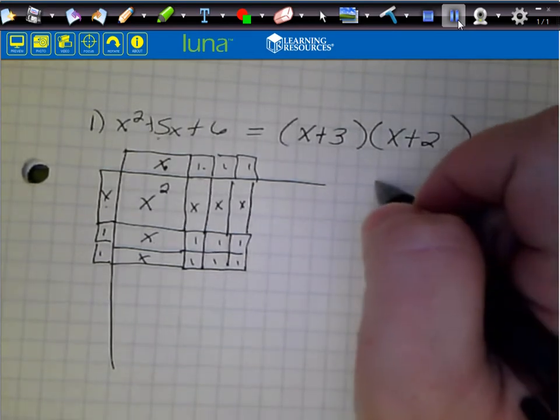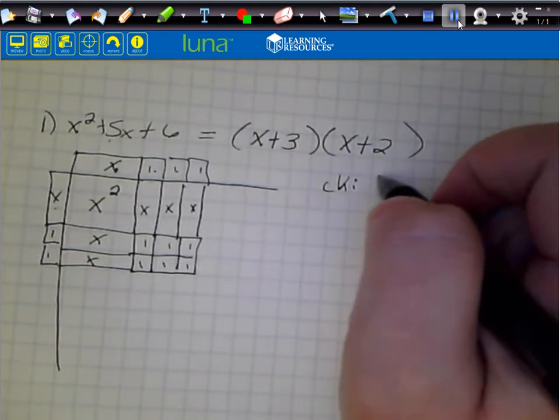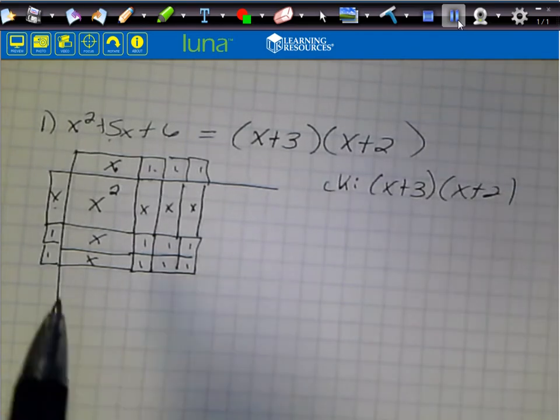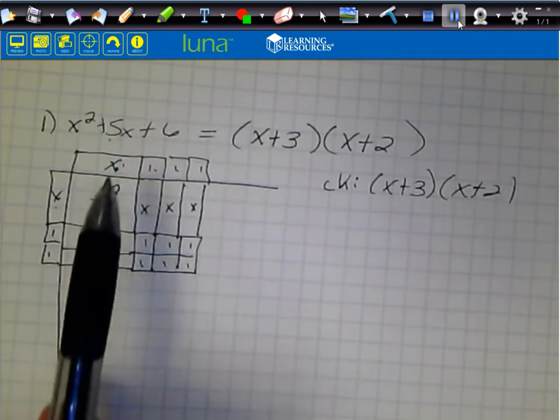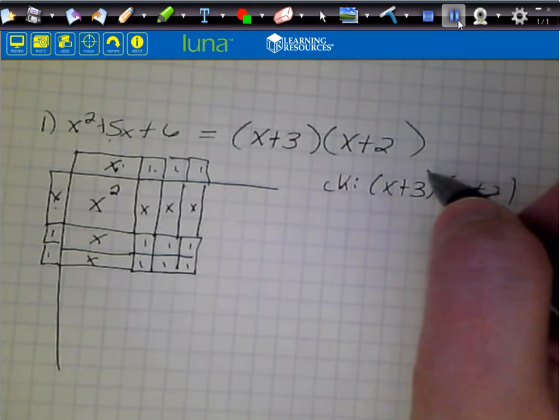Then we're going to come over here and check to make sure that these work. You can also check by remultiplying: x times x is x squared, x times 1 is 1x, 1 times x is 1x, 1 times 1 is 1. Okay. But to check this way, we're going to distribute.